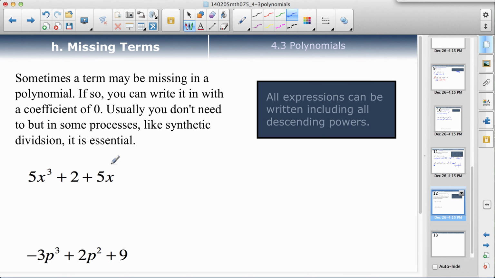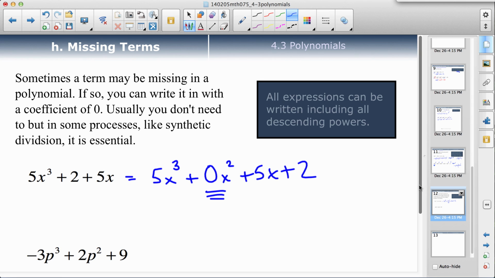So if I have a polynomial like this one where I'm missing one of the terms, if I want, I could write it in. So 5x cubed, there's not an x squared term, so I could say there's 0 x squared terms, plus 5x plus 2. So I could rewrite that in descending order and include that missing term. Try that with the next one here.